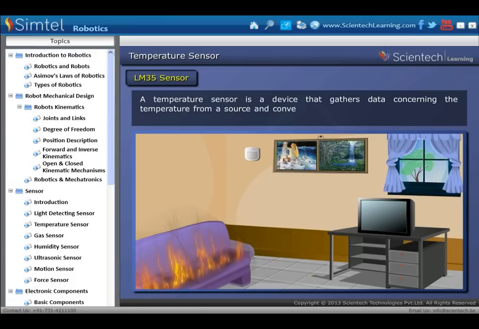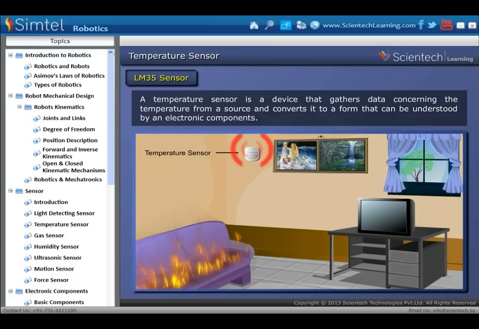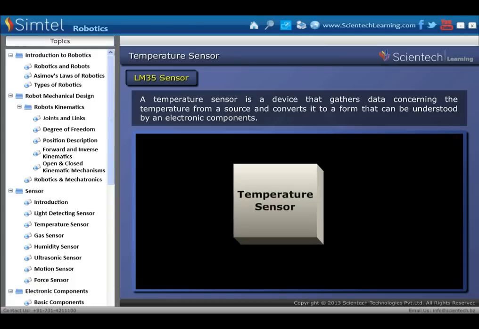The next type of sensor is the temperature sensor. A temperature sensor is a device that gathers data concerning the temperature from a source, and converts it to a form that can be understood by electronic components.